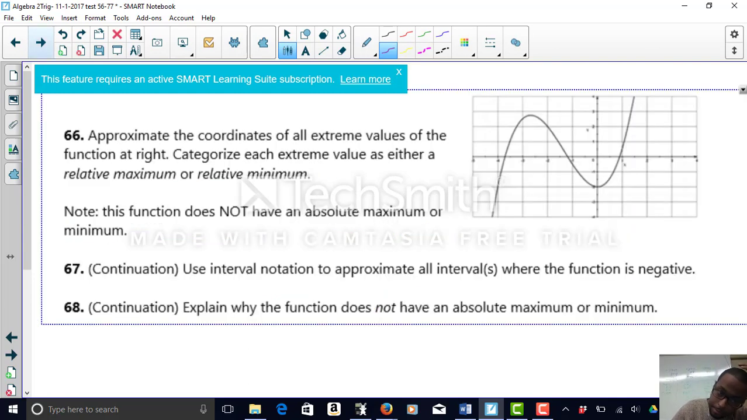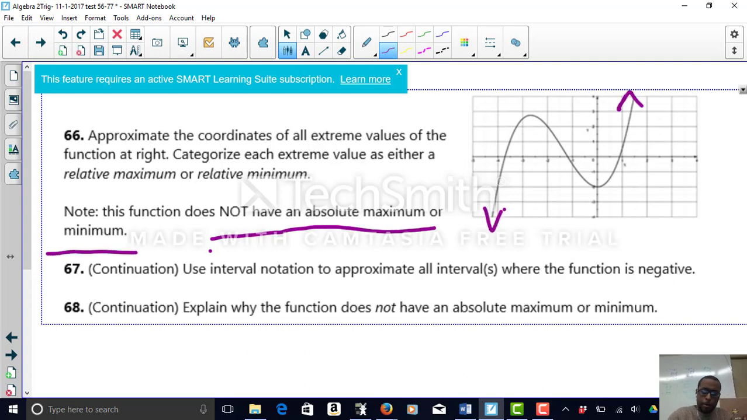Okay. Question 66, 67, 68. Approximate the coordinates of all extreme values of the function at right. Categorize each extreme value as either a relative maximum or relative minimum. This function does not have an absolute maximum or minimum. Why? Because what's missing from here are arrows. So what this implies is this thing has arrows, okay?